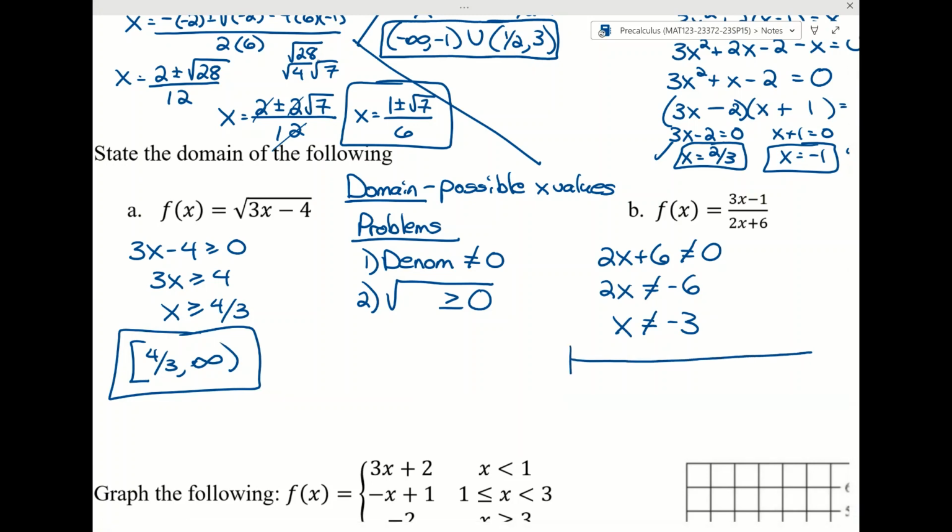So if we were to look at this on a number line, here's -3. You can't pick that number, but you could pick any number before it, and you could pick any number after it. The way that you write this in interval notation to show all numbers is any number from -infinity to -3, and then any number from -3 to infinity. This covers every number on the number line except -3.